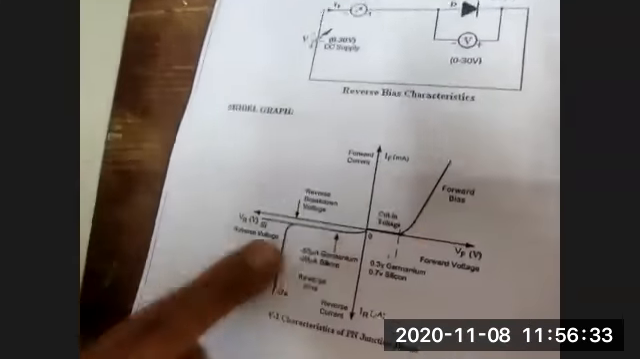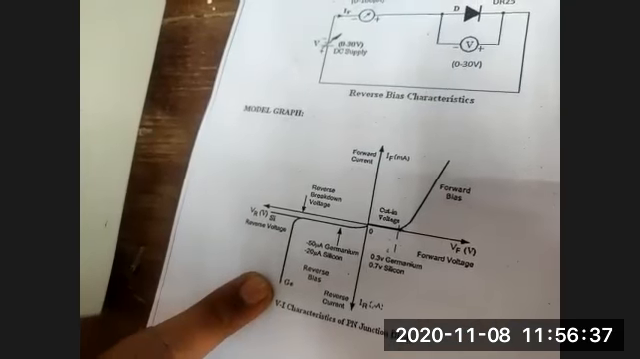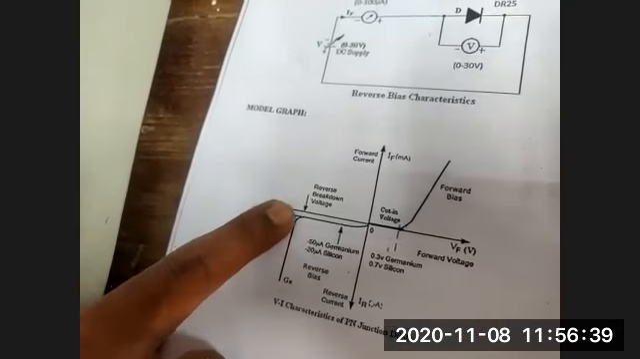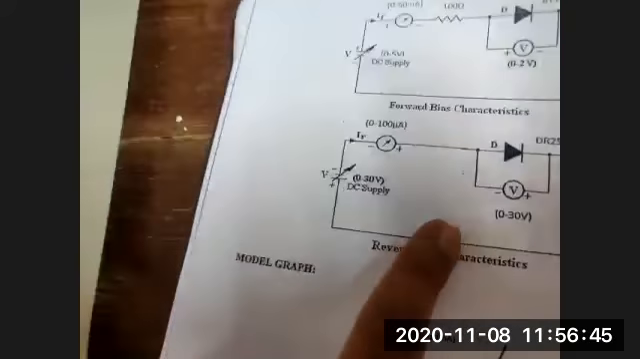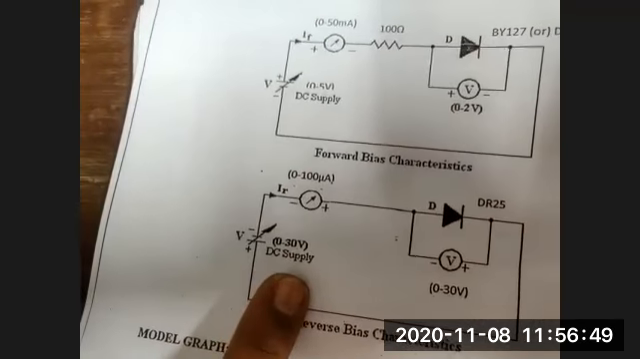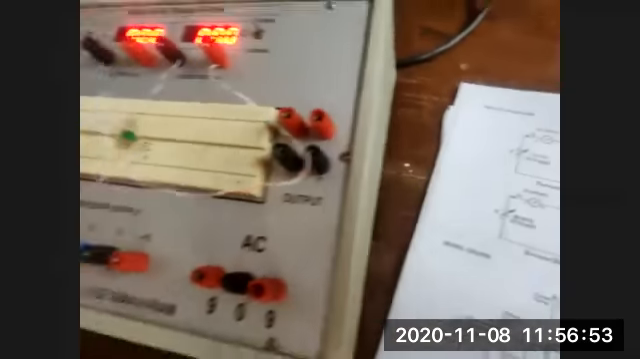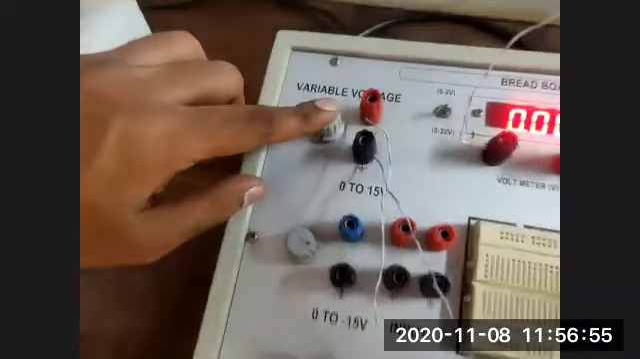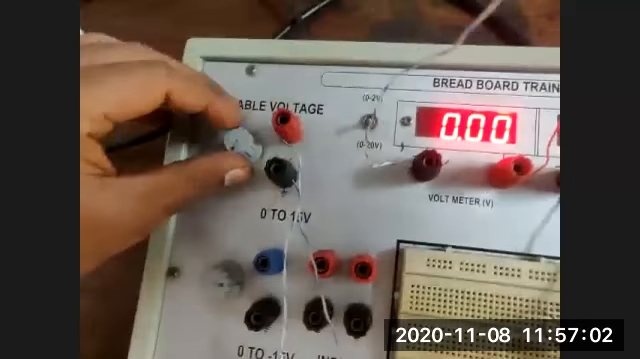You can observe the reverse bias waveform. A large current flows during the reverse bias condition, and that voltage is called the reverse breakdown voltage. Previously, in forward bias we used a 0 to 5 volts supply, and here we use a 0 to 15 volts panel in the reverse bias condition. The procedure is the same.